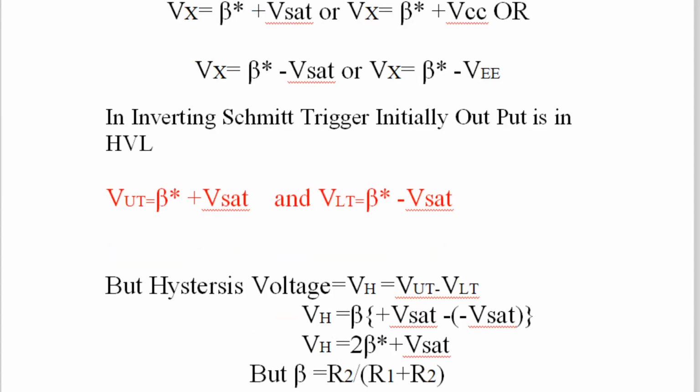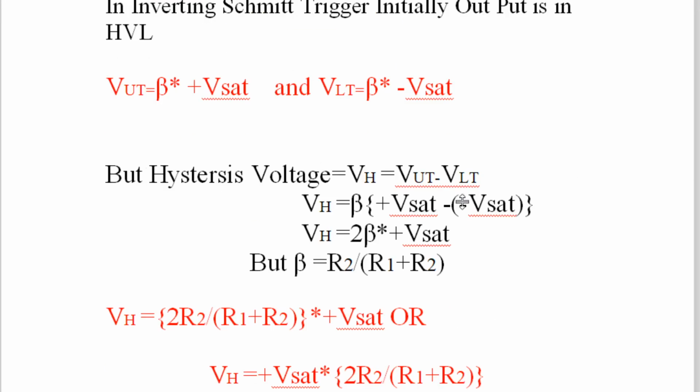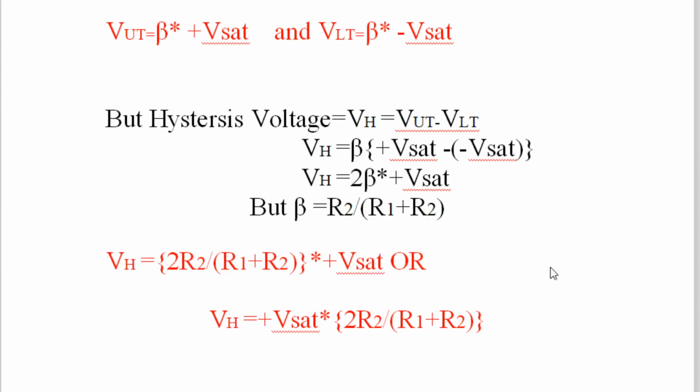In case of the inverting Schmitt trigger, the output is in HVL, therefore the upper trigger point will be beta into plus Vsat. In our case it is plus 6 volt. So here the upper trigger point is beta into plus Vsat, the lower trigger point will be the opposite of that, beta into minus Vsat, and hysteresis voltage is the voltage along the x-axis, that is the width. Hysteresis voltage is the difference between the upper trigger voltage VUT minus the lower trigger voltage VLT. Substitute the values and finally you will get the derivation for hysteresis voltage.